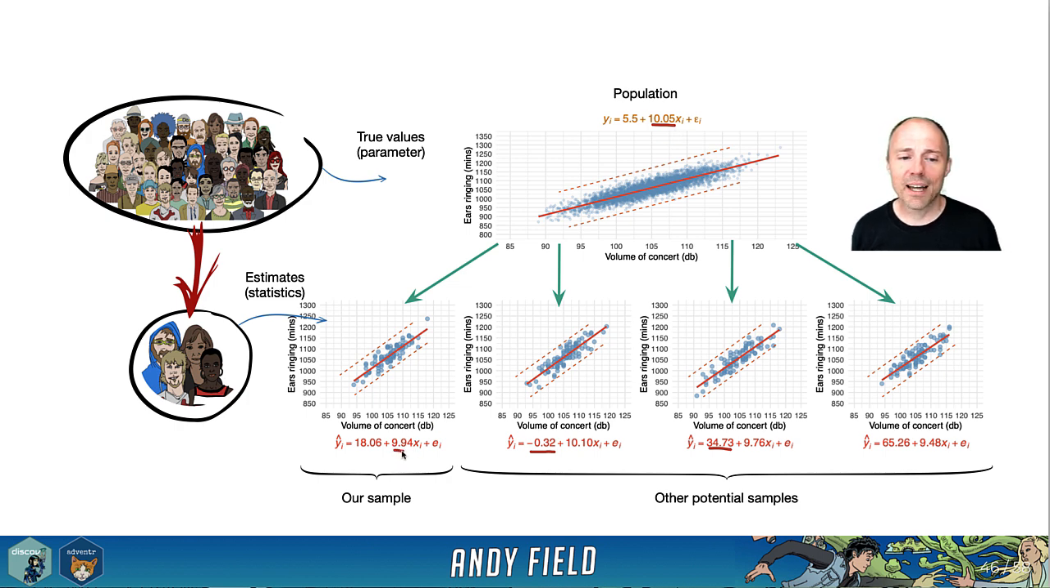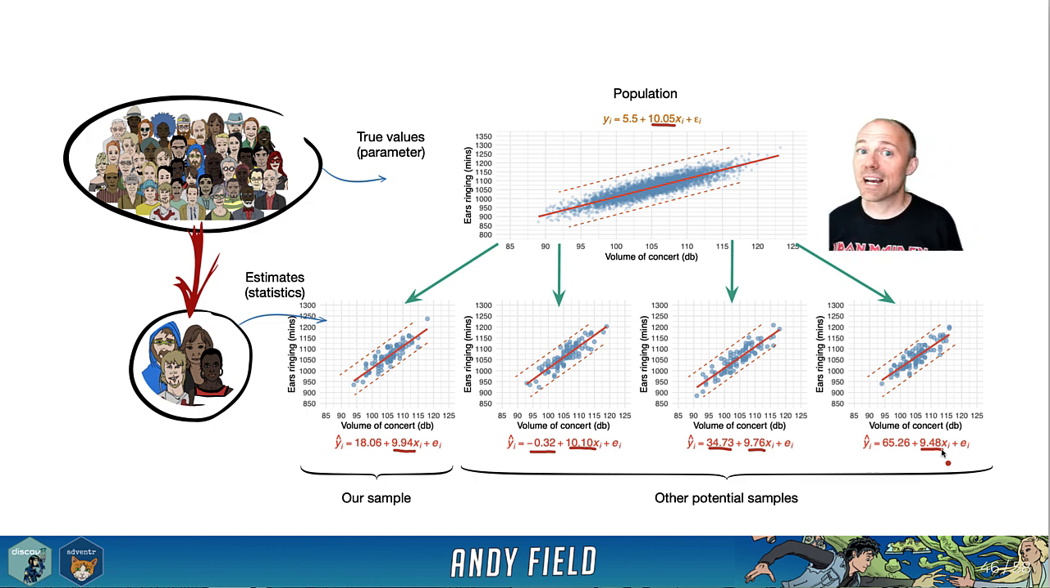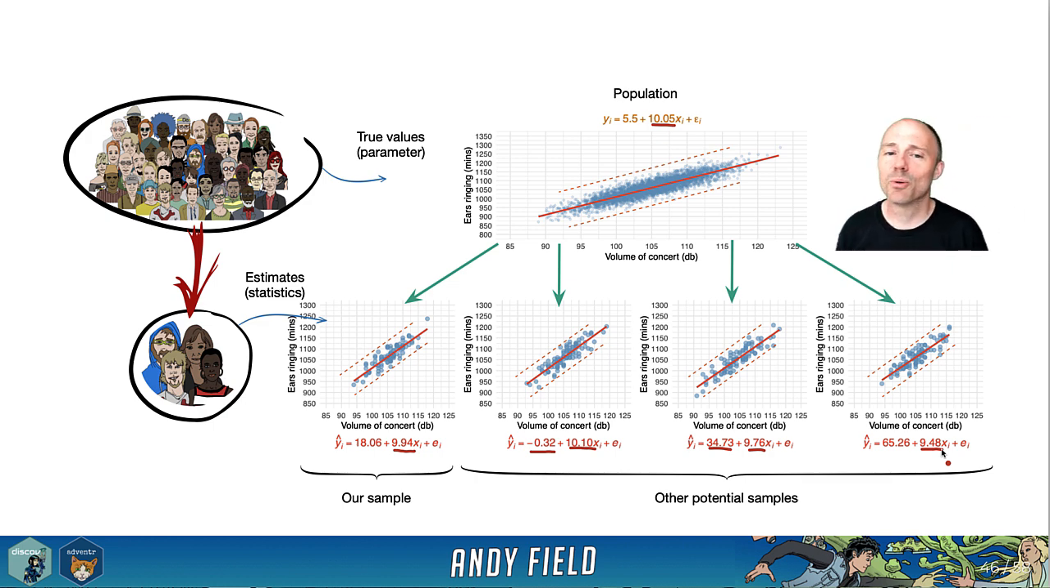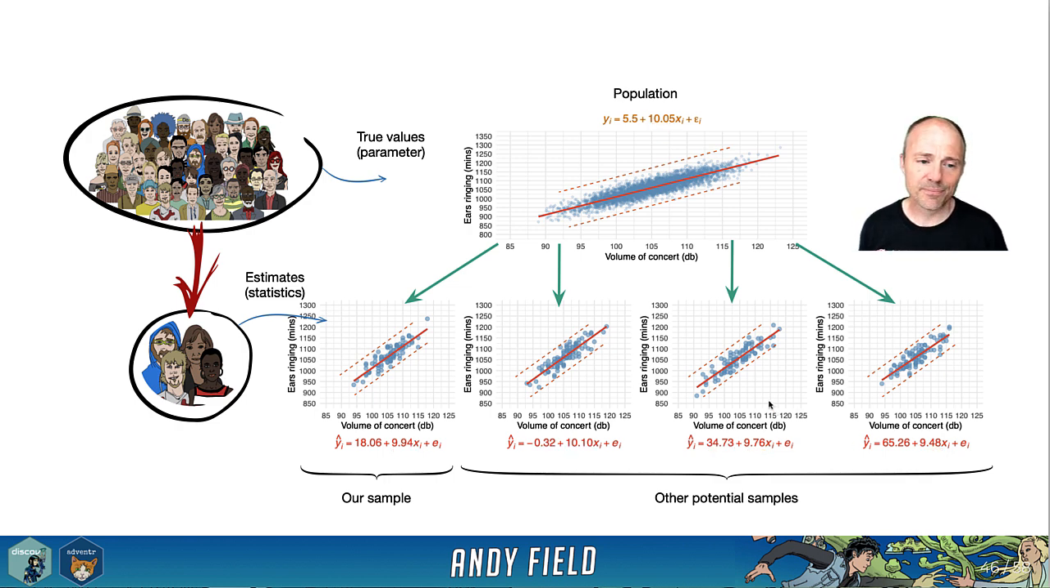In our sample, we're getting values close to 10, like 9.94, 10.1, 9.76, 9.48. So if we took lots and lots of samples, we'd hopefully get values for beta that are close to the population, but the point is they're going to be different across different samples. There's what's known as sampling variation. There's variability in the estimates you get from different samples. So we're going to come back to this in a bit more detail in another lecture, but worth flagging here.